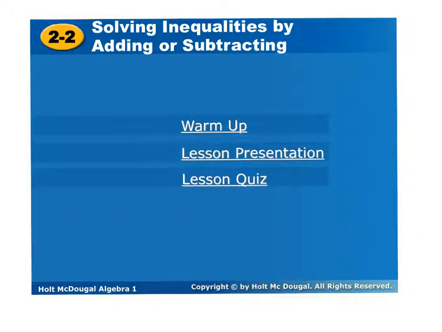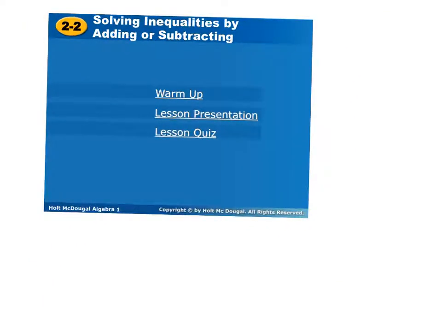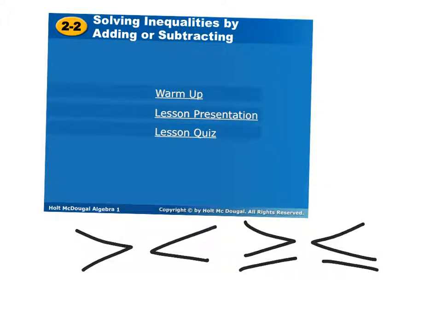Okay, so today we're going to learn how to solve inequalities by adding or subtracting. Essentially, all we're doing here is the exact same thing we did in chapter 1, except in our problem, we're going to have one of these symbols, either a greater than, a less than, greater than or equal to, or less than or equal to. So in chapter 1, all of our equations, again, an equation has an equal sign. This time they're going to have an inequality symbol.